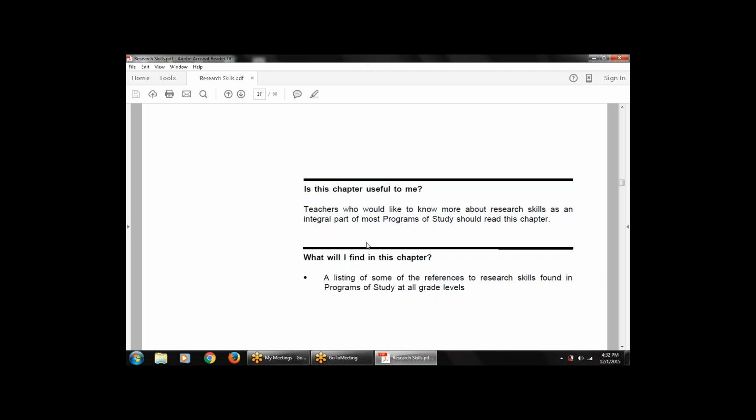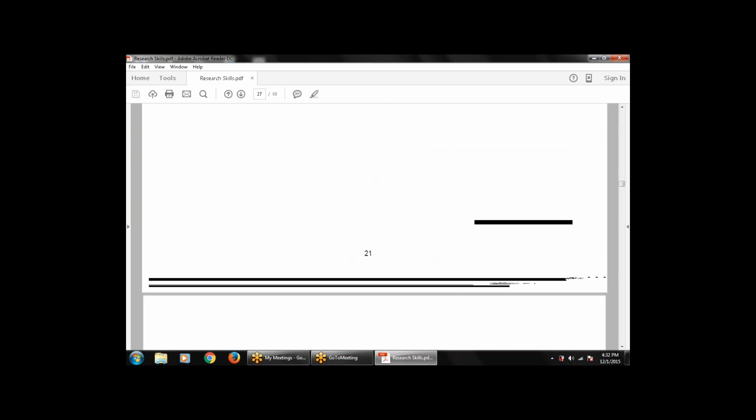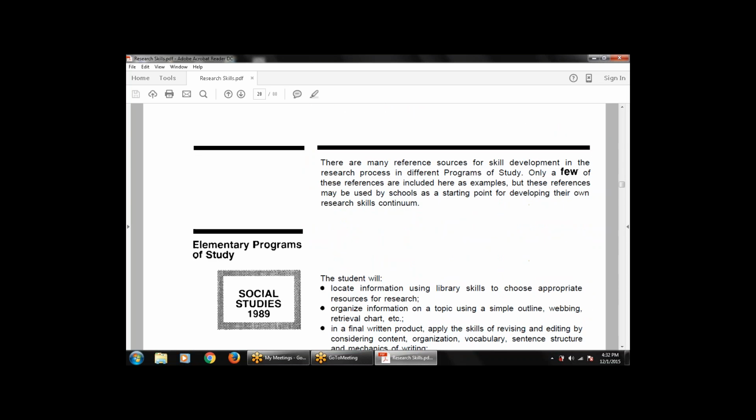Then, what will I find in this chapter? A listing of some of the references to research skills found in the programs of study at the various grade levels. There are various grade levels, and the research skills are found in the various programs of study at all of them. So we have discussed the different levels of study in research skills.